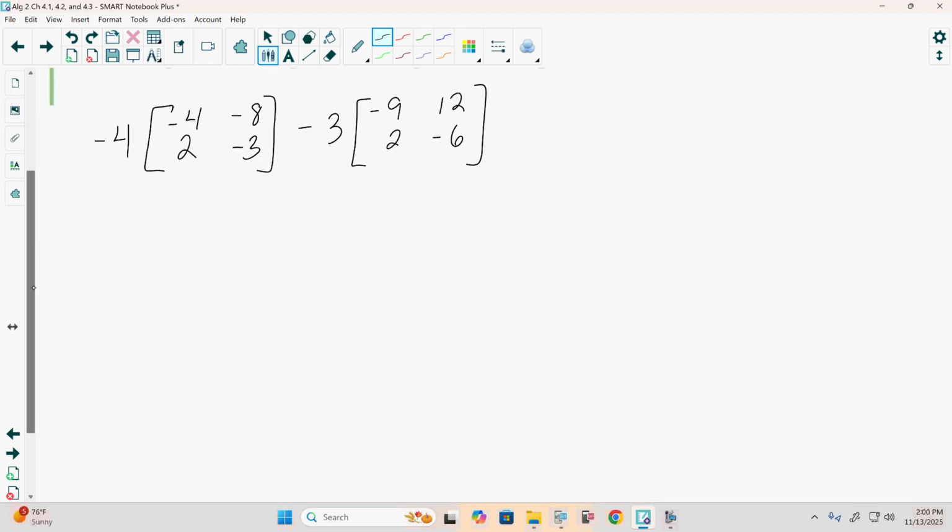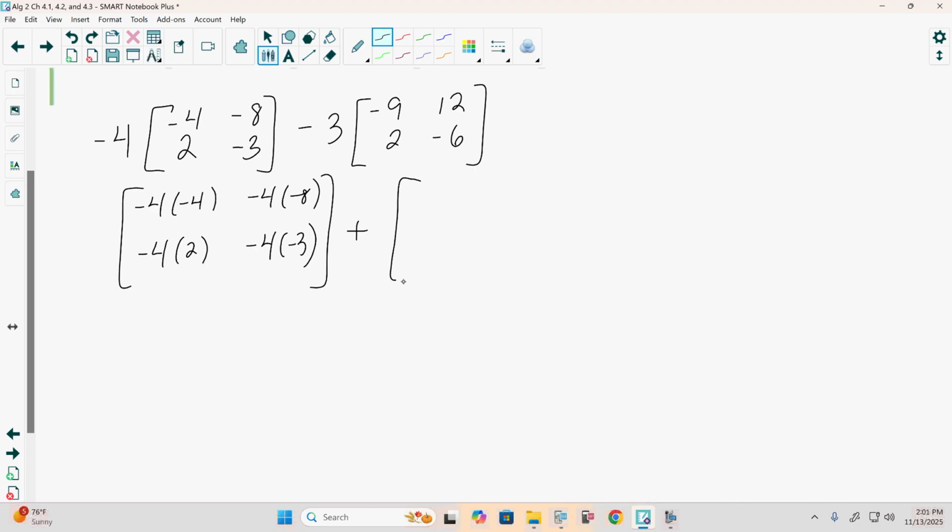So first thing we're going to do is multiply this first matrix by -4. Now I'm going to write it out because we would have -4 times -4, -4 times -8, -4 times 2, and -4 times -3. Then we'll multiply the second matrix by -3. Now we could have just multiplied it by 3, but when we take the negative with it, the sign between it's just going to turn into plus.